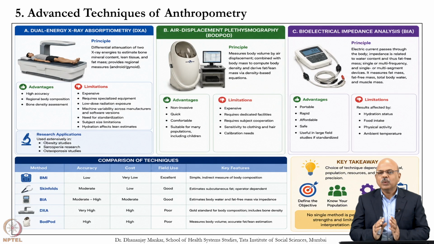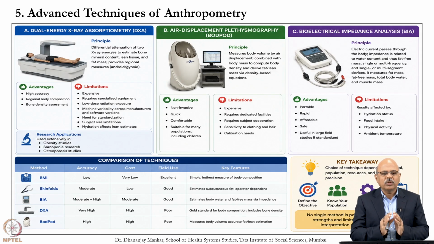Now the last is bioelectrical impedance analysis, called BIA. An electric current passes through the body, and impedance is related to water content and thus fat free mass, using single or multiple frequency and single or multiple segment devices. It measures fat mass, fat free mass, total body water and muscle mass. The advantages are that it is highly portable, very rapid, affordable, very safe and useful in large field studies if standardized. The limitations are that hydration status is important, as are food intake, physical activity and ambient temperature. So it is more like an individual sort of assessment.